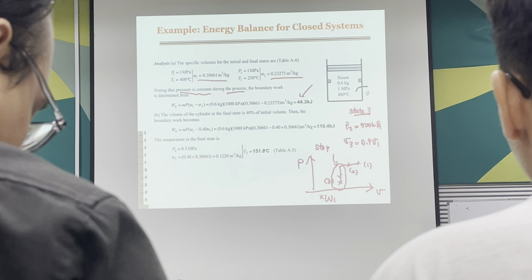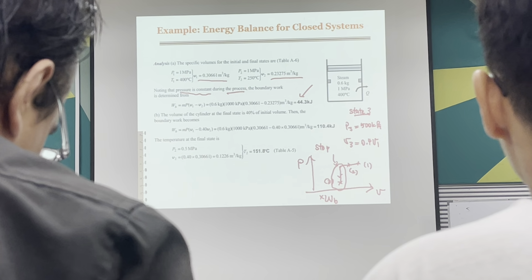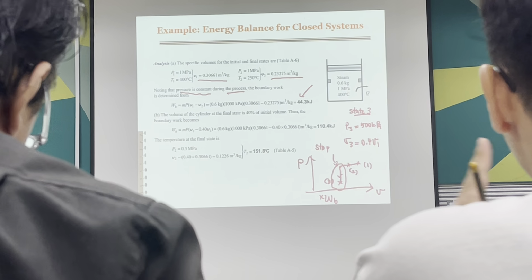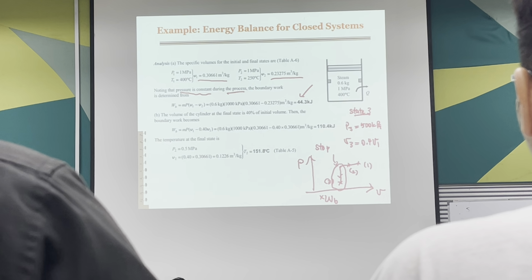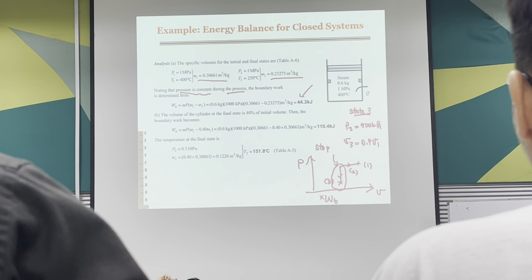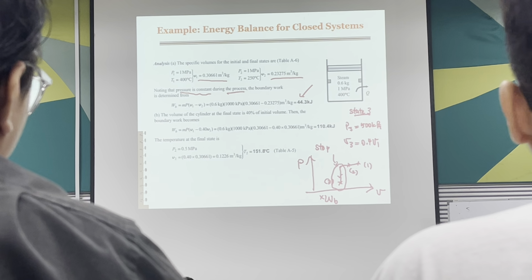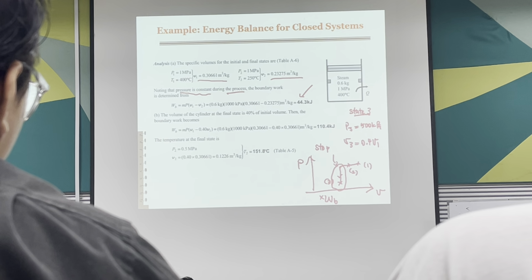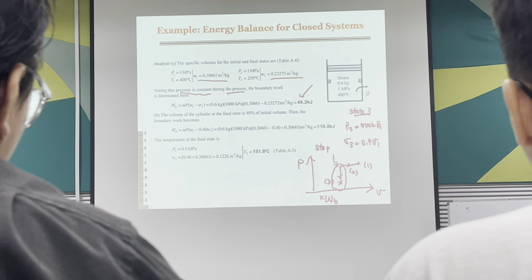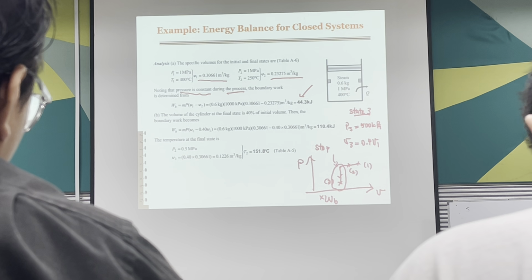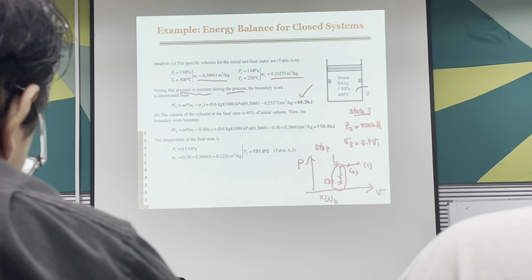Can you explain why from state 1 to state 2 is going like this instead of going like that? You look at V1 of state 1, then you look at V2: 400, 250. The volume will reduce because you are cooling it down. It is a compressor work. So V will go to the left, horizontally.